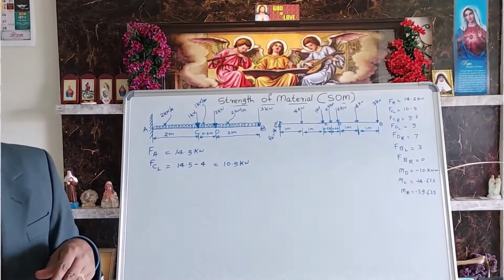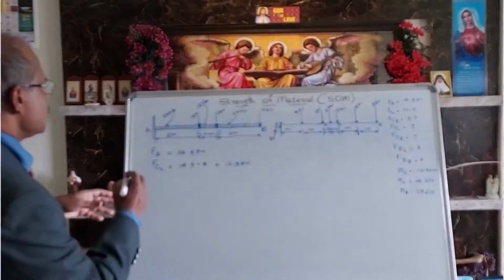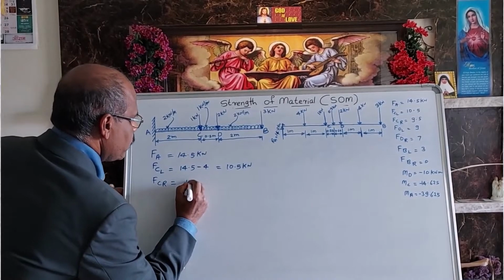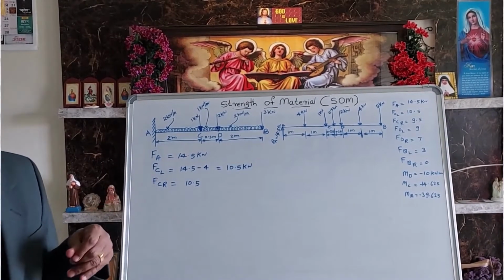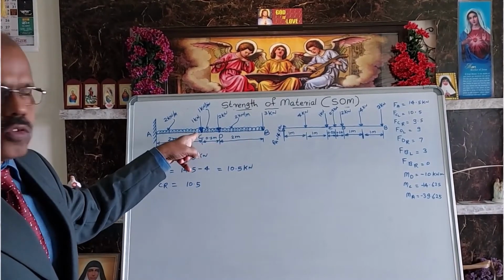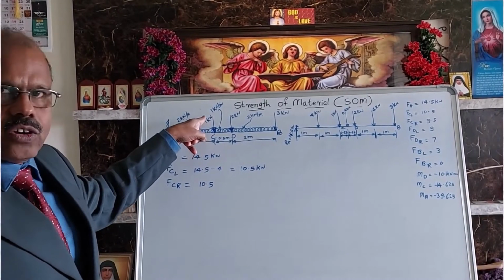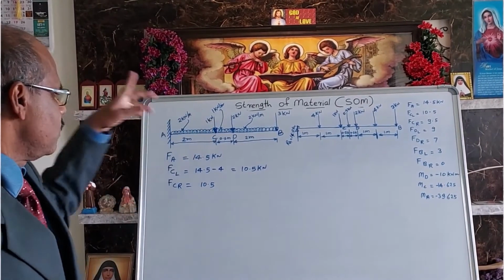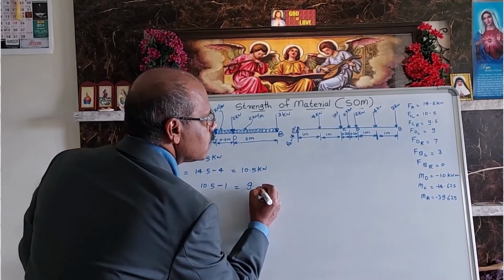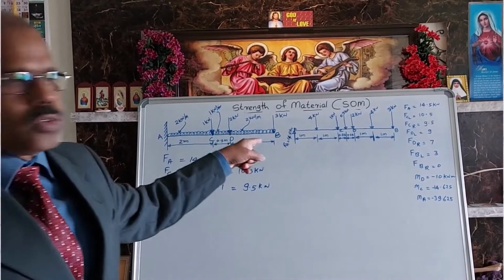Now let us move to the right side. Let us move the section to the right side of C. So FCR: 10.5 is there already in FCL. Minus what will come? The uniformly distributed force is already taken. Now the point load of 1 kilonewton will also come. That is 10.5 minus 1, which is equal to 9.5 kilonewton.